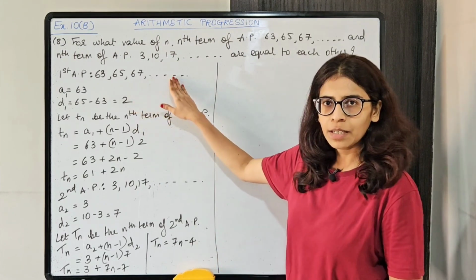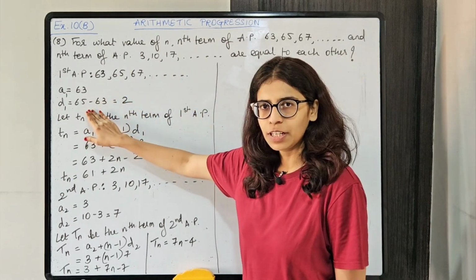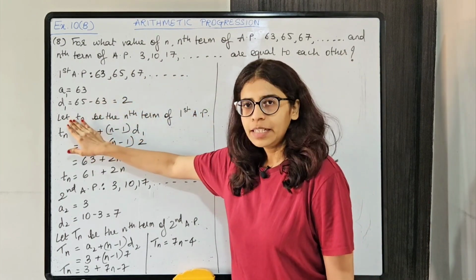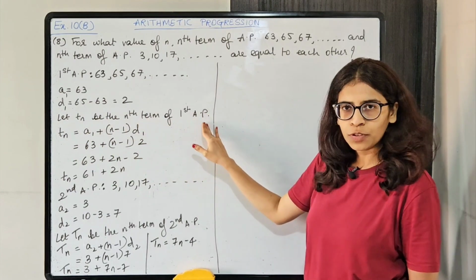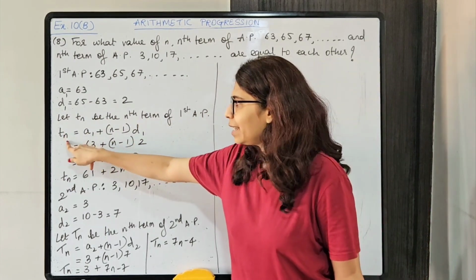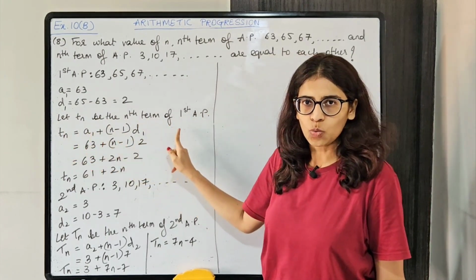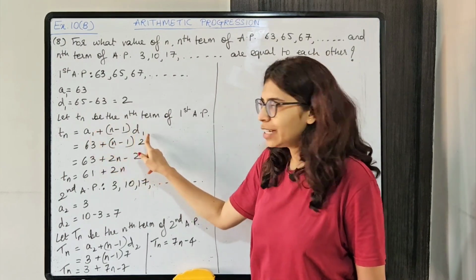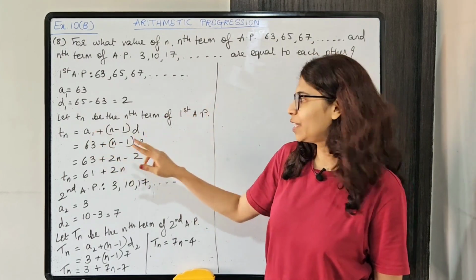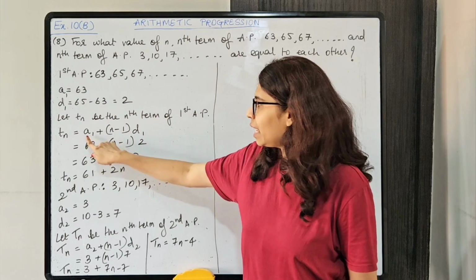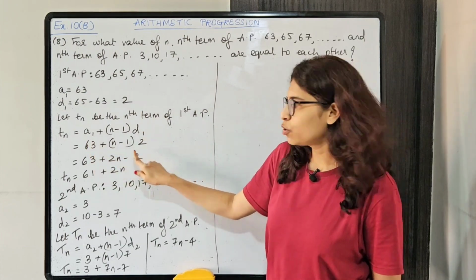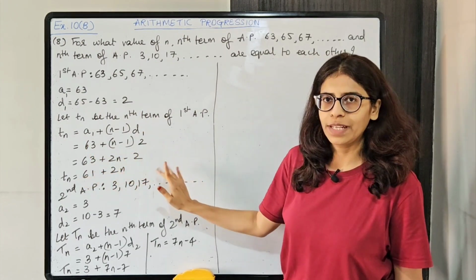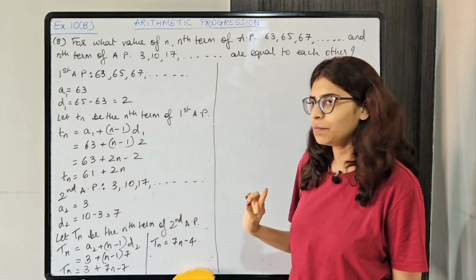First AP लिखेंगे पहले, then A1 D1. Okay, let Tn be the nth term of first AP. So Tn will be A plus n minus 1 D. यहाँ पे A1 and D1 होगा. There are two APs, so we have given subscript. A1 is 63, D1 is 2. On solving, you will get 61 plus 2n is the nth term of first AP.